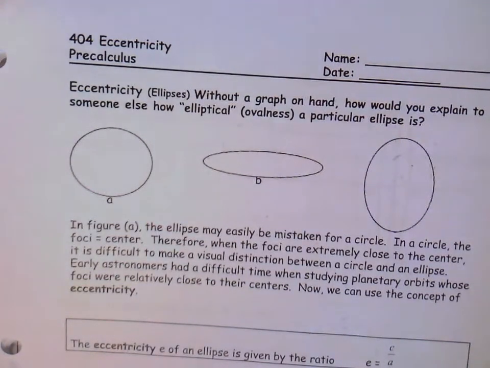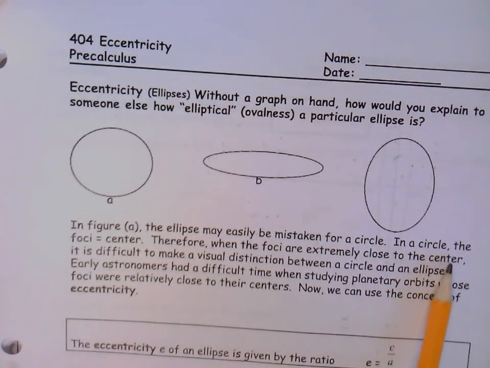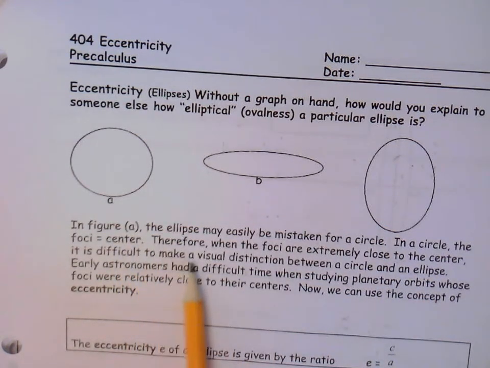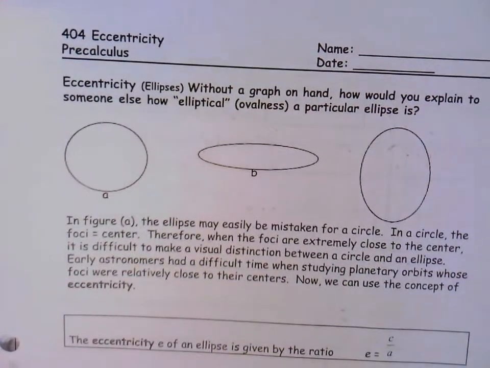So it says in figure A, the ellipse might easily be mistaken for a circle. In a circle, the foci are equal to the center, right? There's one focal point, the center. So therefore, when the foci are extremely close to the center, it's difficult to make a visual distinction between a circle and an ellipse. Early astronomers had a difficult time when studying planetary orbits whose foci were relatively close to their centers. But now we can use the concept of eccentricity.